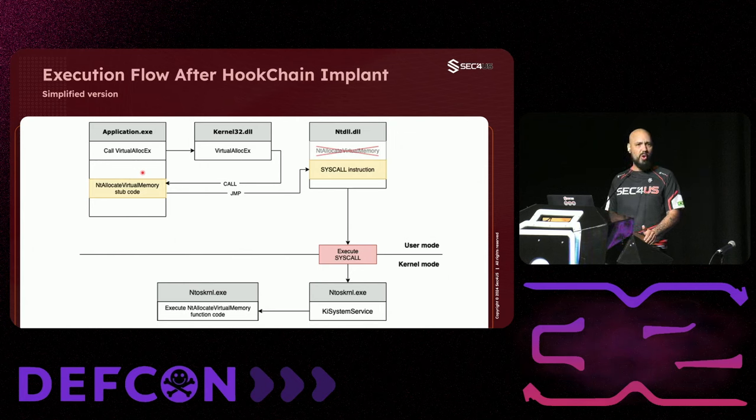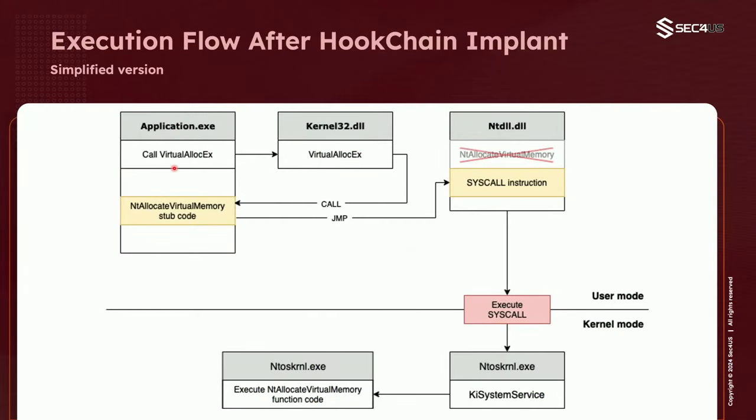This is the typical flow after HookChain implanting, the simplified version. So my application must call VirtualAlloc, for example, to create a malicious area in order to put the Metasploit shellcode, for example. And I need to create this. I will call the kernel32 DLL. Instead of calling Ntdll directly, as I hooked it, as I did the function in the middle, this flow will be redirected to my application stub code. This application stub code will check several things and create a stack frame, a stack call, put the information inside the registers, and after that do an indirect syscall in order to execute in kernel mode as usual.